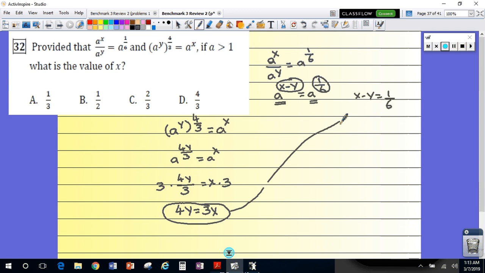Right? Now we use this equation over here. So first we don't have 4y here. Multiply everything by 4. So 4x minus 4y equals 4 divided by 6. So now 4x minus, what is 4y? Is 3x equals, simplify this one, that is 2 over 3. So x equals 2 over 3. So the option is C.